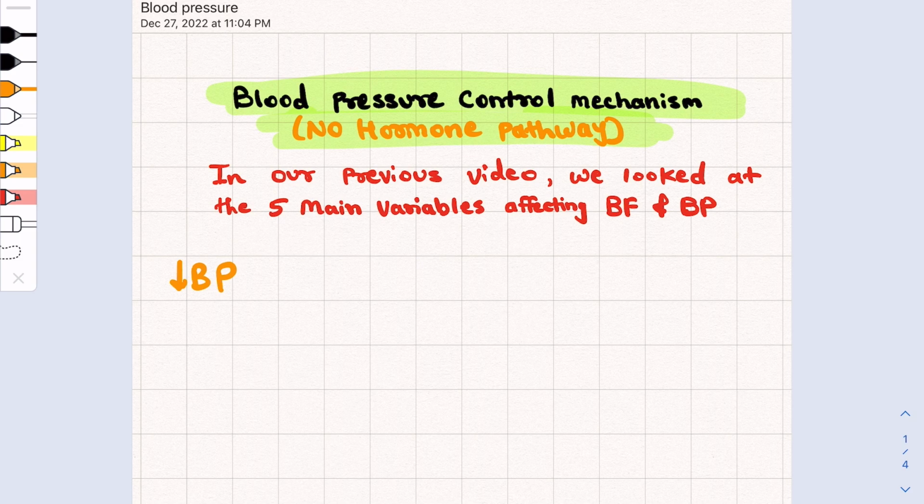In one scenario, we are increasing the blood pressure, which is below baseline, and then in the second scenario, we are decreasing the blood pressure, which is above the baseline.